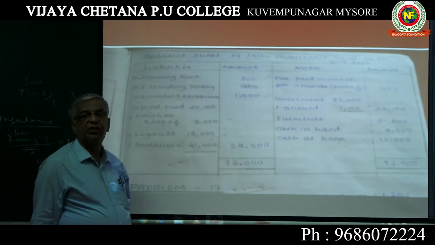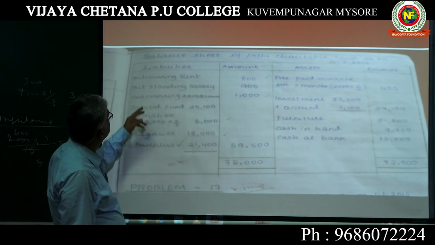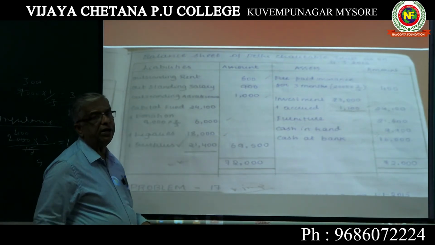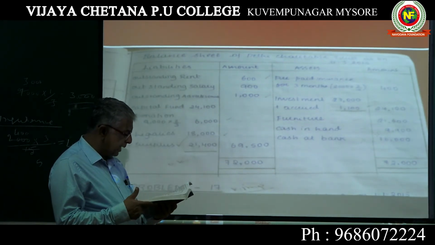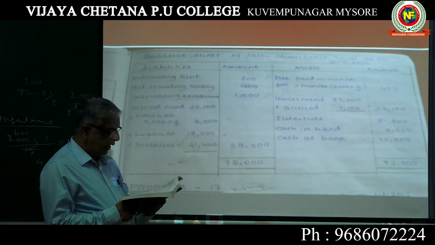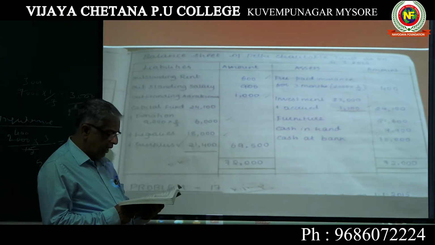Come to the liability side, students. See, as you know, outstanding rent. See here, in the adjustment number D, you see rent, salary and advertisement. All these three are outstanding.